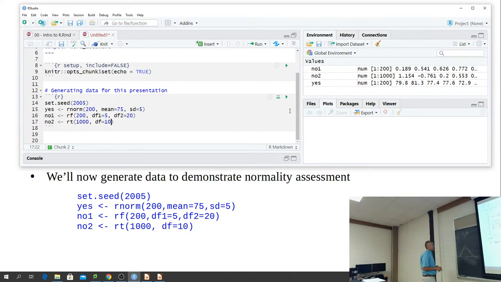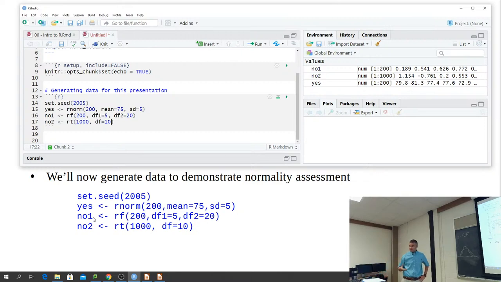All right, so we set our seed, and then we have three vectors. Vector one is a normal distribution. We're drawing 200 values from a random normal distribution, rnorm, with a mean of 75 and a standard deviation of 5. It doesn't have to be 0 or 1. There's an infinite number of normal distributions. No one is not normal.